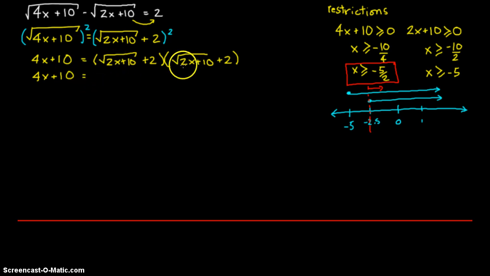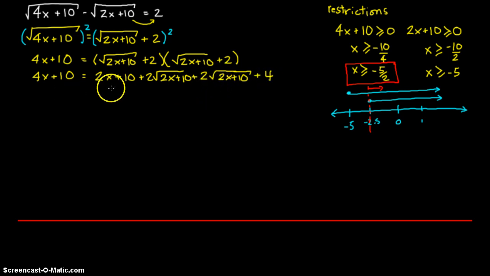Well, these first two are going to multiply together, and that's going to give me my 2x plus 10. Cool. And then I'm going to get a plus 2 root 2x plus 10. That's these two. And also another one, plus 2 root 2x plus 10. So I'm going to get two of them. And then the 2's are going to multiply together, and I'm going to get a 4. Okay, so far so good.